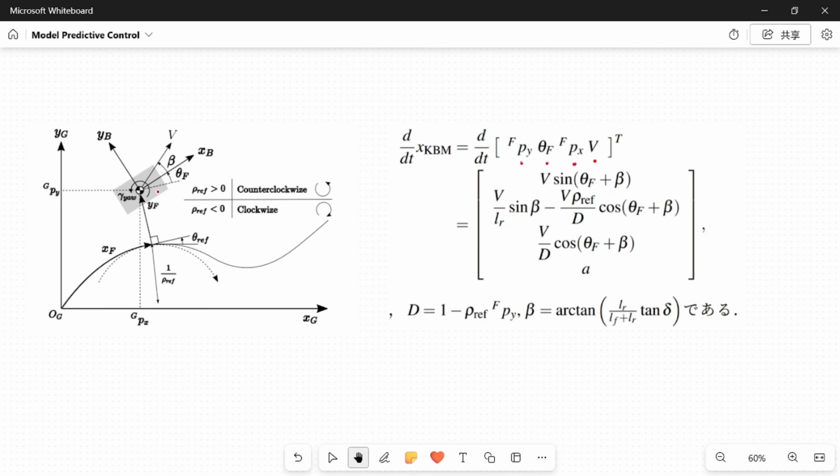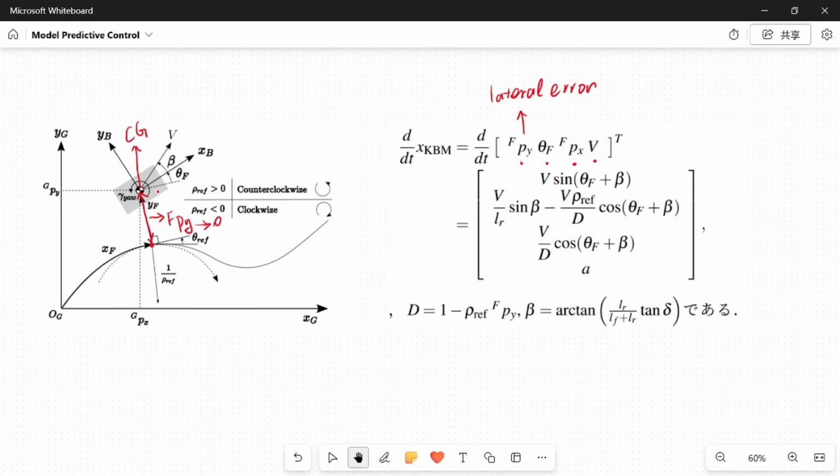FPY represents the lateral error. This is the vehicle's center of gravity, CG, and this point is the closest point on the reference trajectory. So this line between these 2 points is FPY. The main goal of the MPC algorithm is to compress this value down to 0.